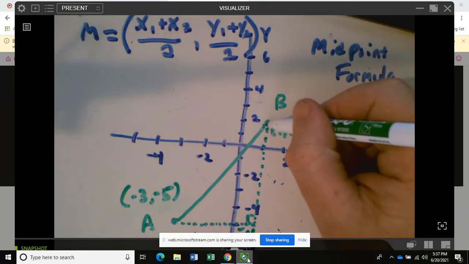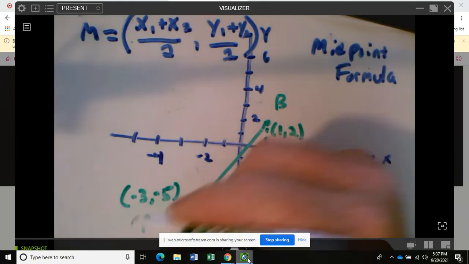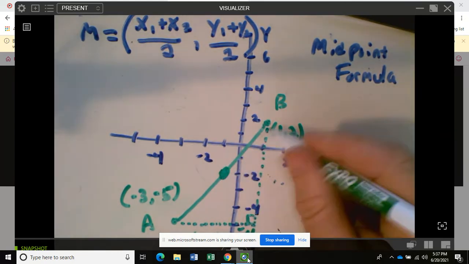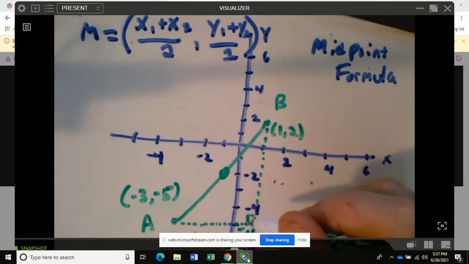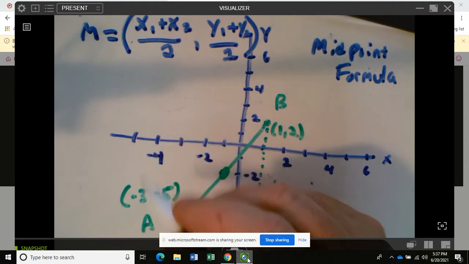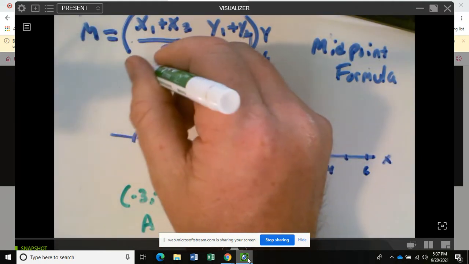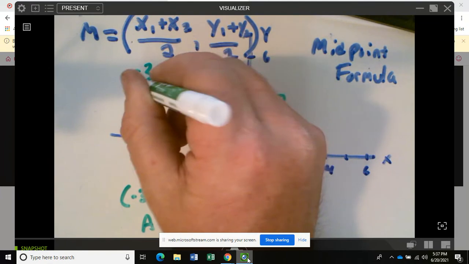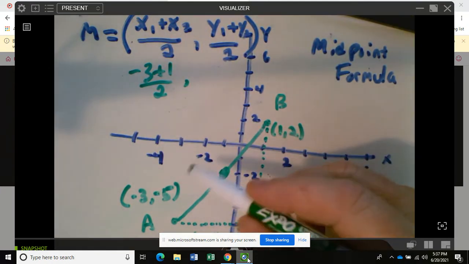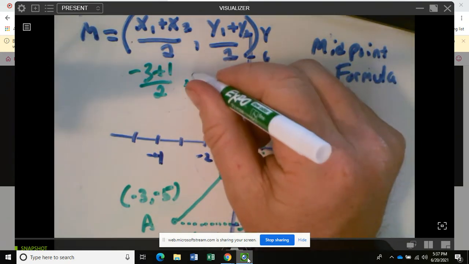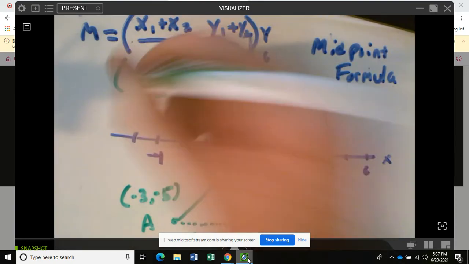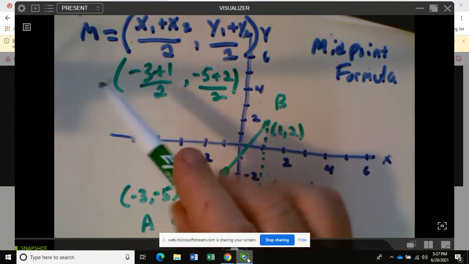So for this example, if we have B is +1, +2 and A is -3, -5, the midpoint, the middle point between points A and B, could be found by plugging in the numbers here. So we have x1 plus x2, -3 plus 1, divided by 2. And then for the y, it would be -5 plus 2 divided by 2. And we just have to simplify these fractions here.